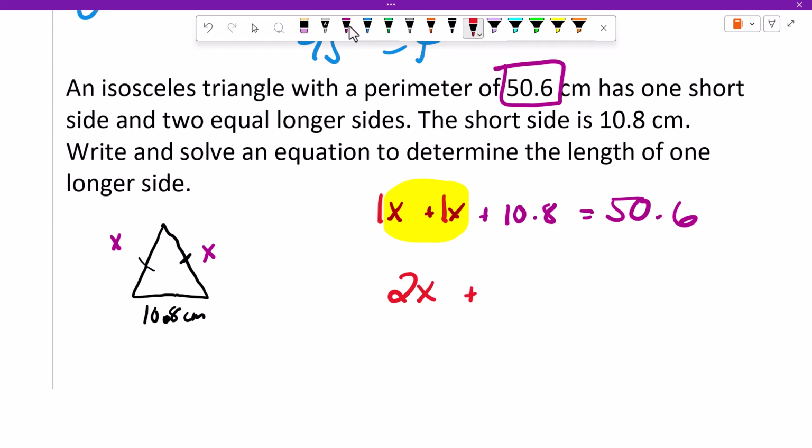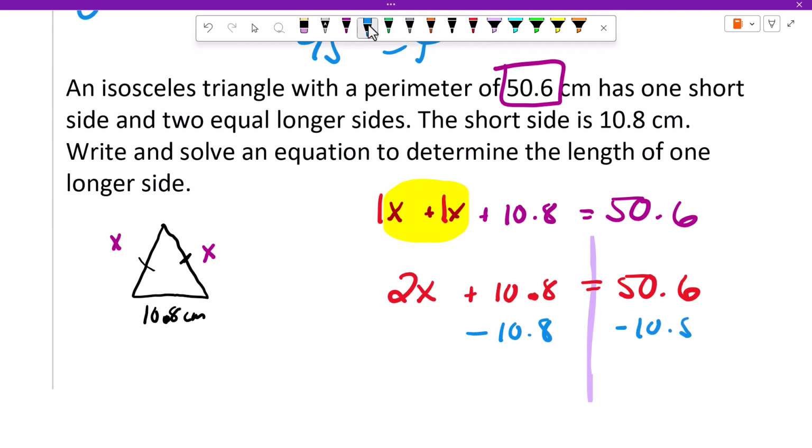And you have our 10.8 and our 50.6. Then it becomes easy after this. Right? Just like what we did the other one, right? We split it at the equal sign. There's two numbers. There's a 2 and there's 10.8. Which one do we get rid of first? The 2 or the 10.8? I think, yeah, the 10.8. Split at the equal. It's plus 10.8, so we will subtract 10.8. Subtract 10.8 from both sides.